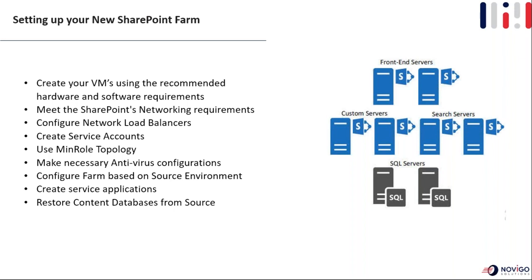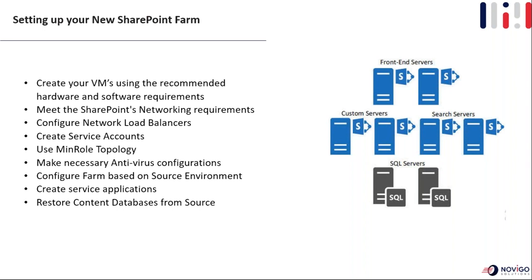You need to configure the farm based on your source environment. This is very important because all the configuration in your source needs to be located in your destination. This includes creating the web applications, deployment of custom solutions, configuring email settings, etc. So basically all your central admin configurations need to be replicated because those are stored in the SharePoint config database and the SharePoint central admin database when we move to the target domain.